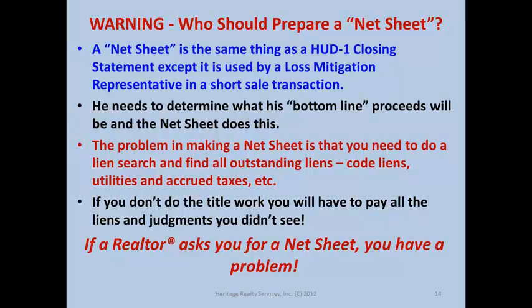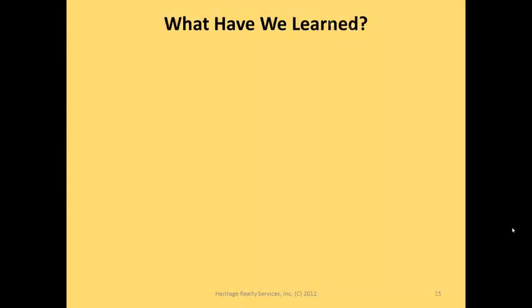Well, the only thing that's going to change is accruals, like taxes, HOA fees, and some other things like that, which the loss mitigation rep will understand. They will not understand major changes. So you should not be doing a net sheet. And if you have an agent that's doing it, you have somebody that doesn't know what they're doing in terms of negotiating. They should have this under control beforehand.